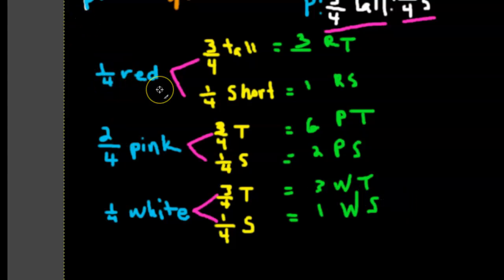There's 1/4 possible of red. Keep that as a 2/4. Don't simplify. 2/4 pink, 1/4 white. And our second trait only has 2 different phenotypes. So I made 2 branches.